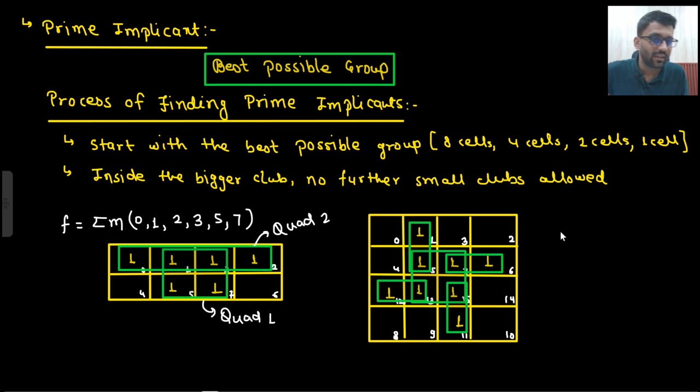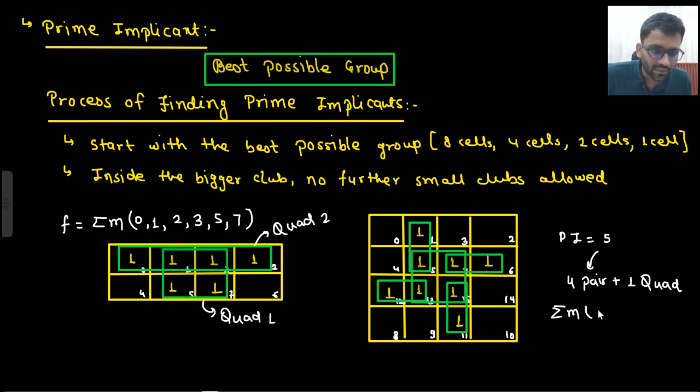So how many prime implicants are there? 5. And in these 5, what all are? 4 pairs and 1 quad. Can you write it down? Yes, I can write it down. So first write down the quad: 5, 7, 13, 15.